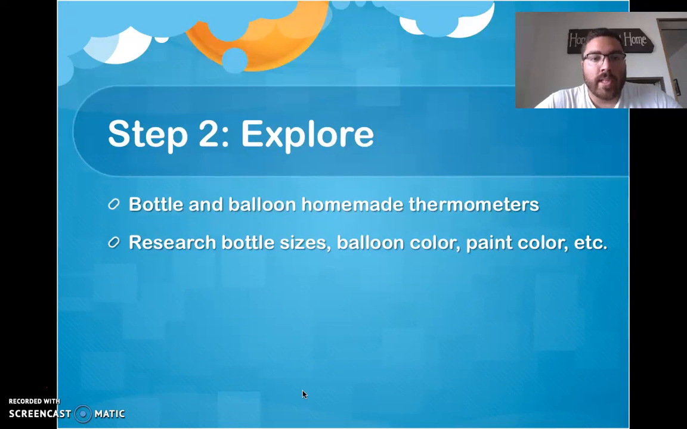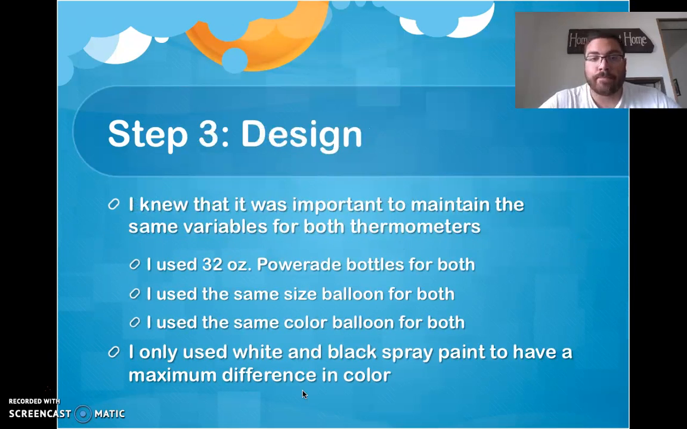Step two is to explore. I know we were given all the same jumping off point as Dr. Dietrich said, but for this I'm going to be using a bottle and balloon as a homemade thermometer to help me judge the different locations. But you can do research for this on bottle sizes, whether that has an impact, balloon color, whether dark or light balloons would affect the outcome, as well as paint color, etc.